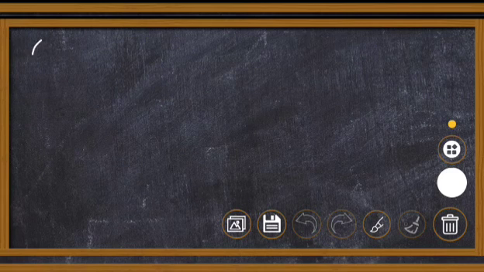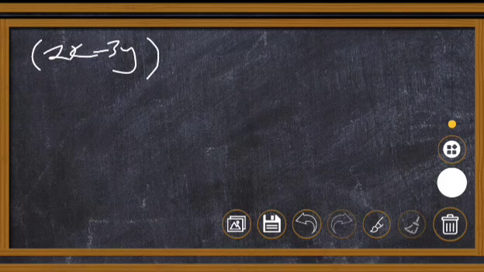Let's say we have 2x and then minus, let's say we have 3y. Let's say this is raised to power, let's say power 4. So after you have this, let's first write the Pascal's triangle.